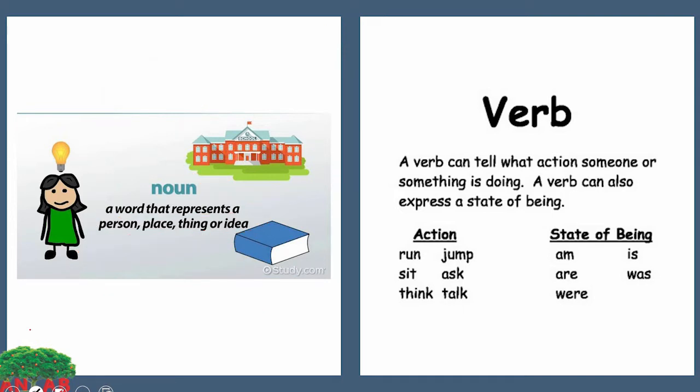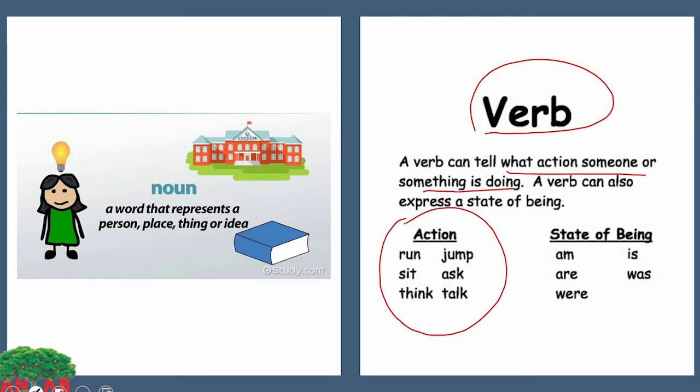Now let's discuss verb here. What is a verb? A verb can tell what action someone or something is doing. A verb can express a state of being. Look at the example here. The action or physical movement, if we see here: run, jump, sit, ask, think, talk. These are the action.